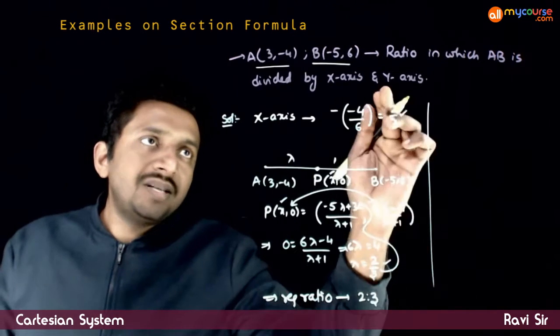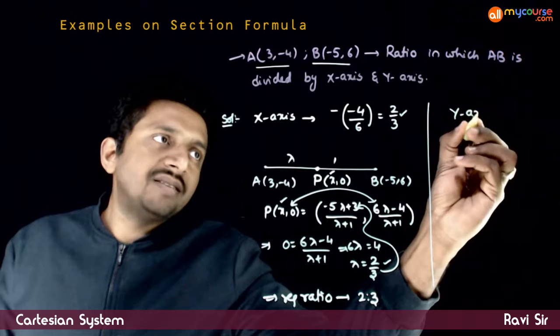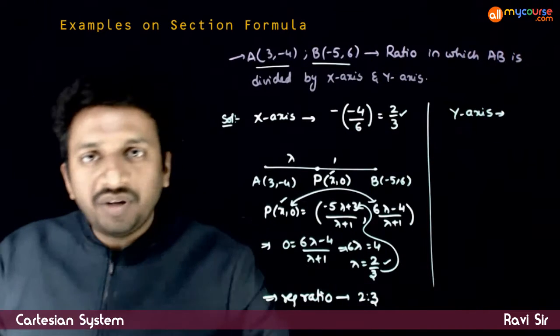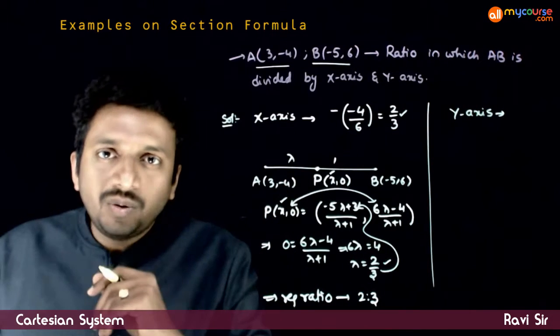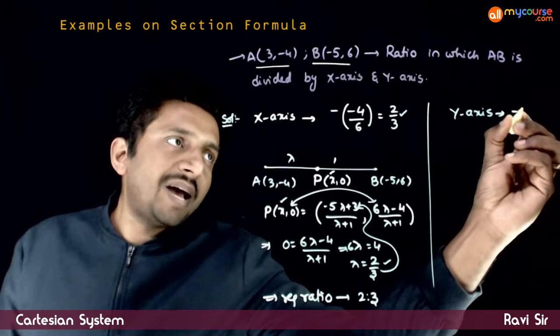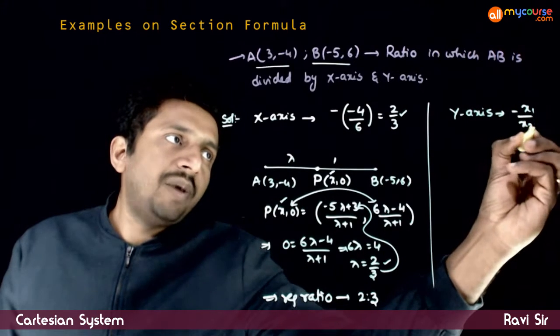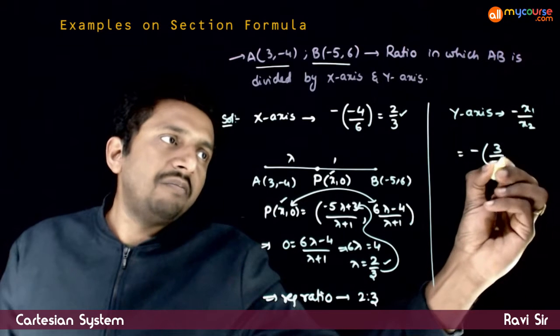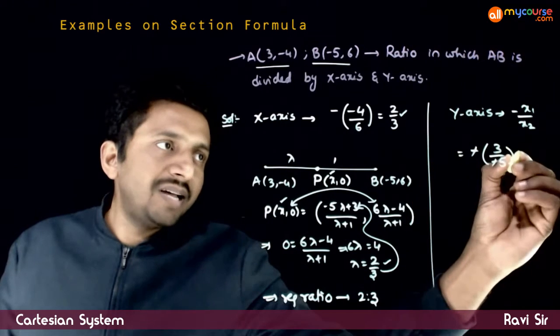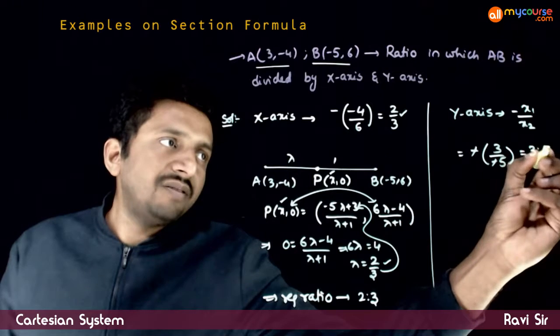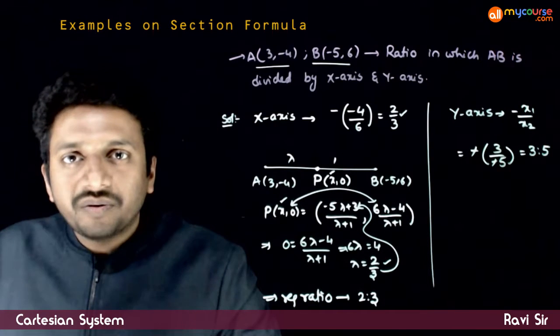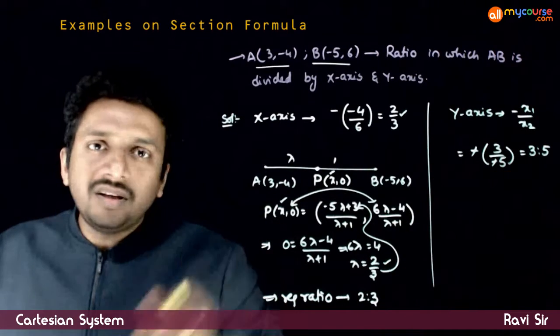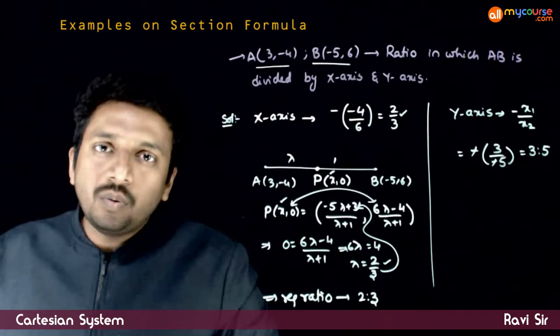Now, what is the ratio in which the y-axis divides AB? Let us directly do this using the formula. The formula is minus of x1 by x2. That is minus of 3/-5. This minus and minus get cancelled. So you have the ratio 3 is to 5. So this will be the answer corresponding to the y-axis.